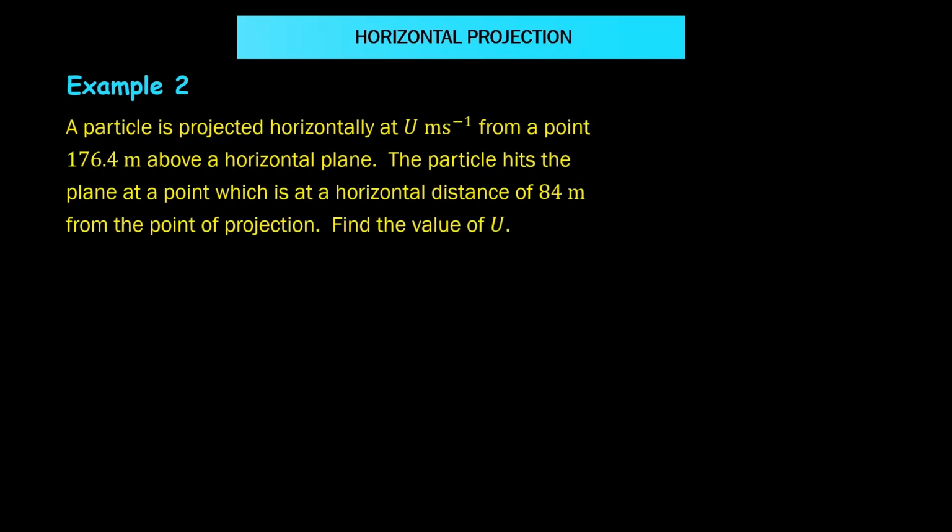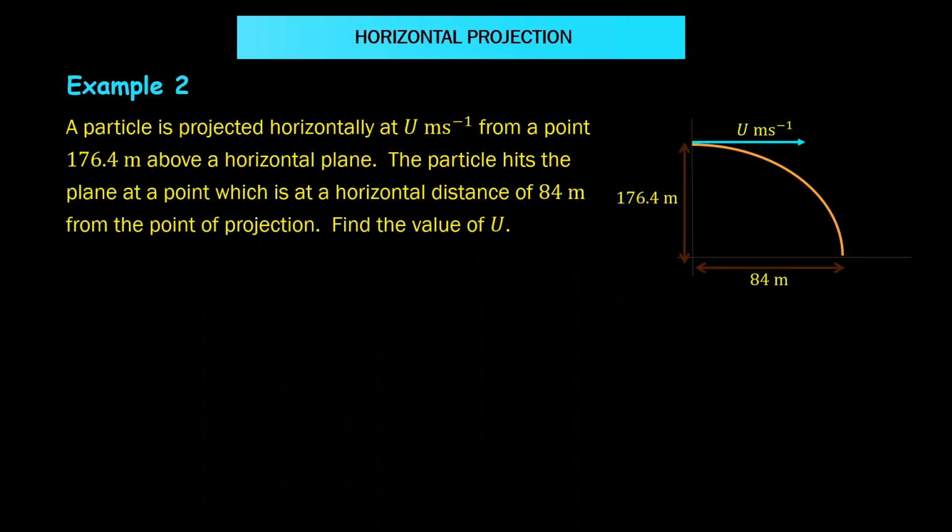Now let's take a look at another example. A particle is projected horizontally at u meters per second from a point 176.4 meters above a horizontal plane. The particle hits the plane at a point which is at a horizontal distance of 84 meters from the point of projection. Find the value of u. Pause the video and have a go. Press play when you're ready to view the solution.